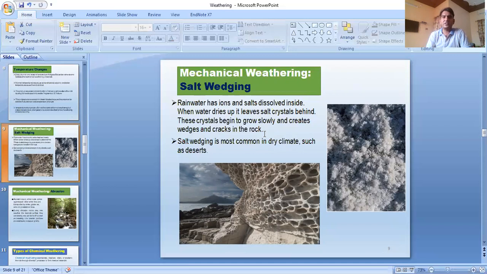So this process, when the salt creates cracks or fissures or wedges in the rocks, is called salt wedging. Salt wedging is most common in dry climates such as deserts. Mostly it happens where there is high temperature, high evaporation, and a dry climate. You can see here these cracks are being created by the salt which is being left by the water.